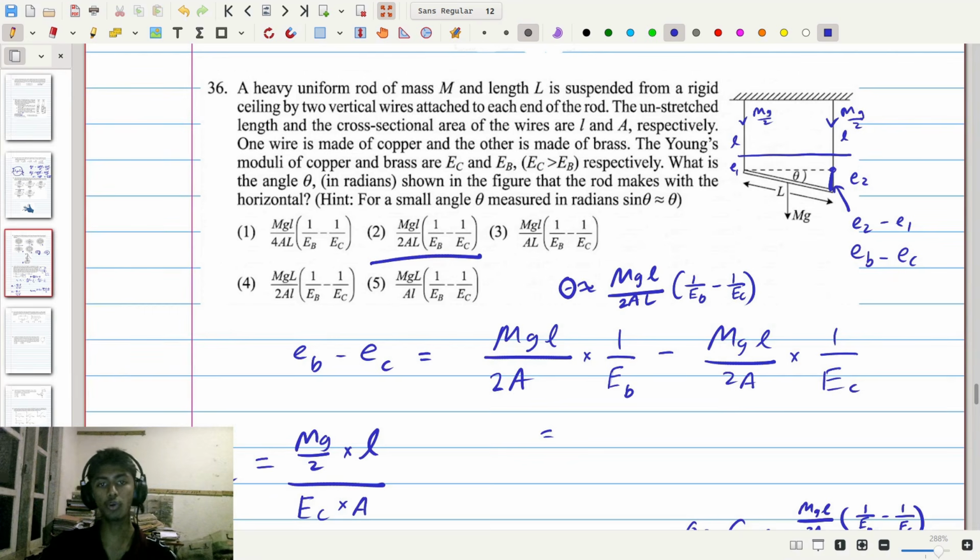Answer number 2 matches the form of mgL divided by 2aL times 1 over E_b minus 1 over E_c. So therefore, the answer here is answer number 2.